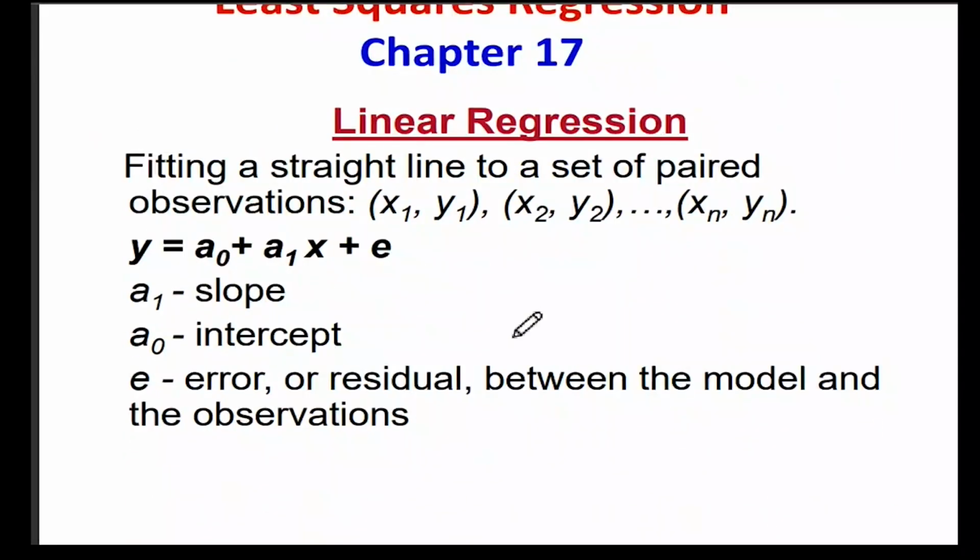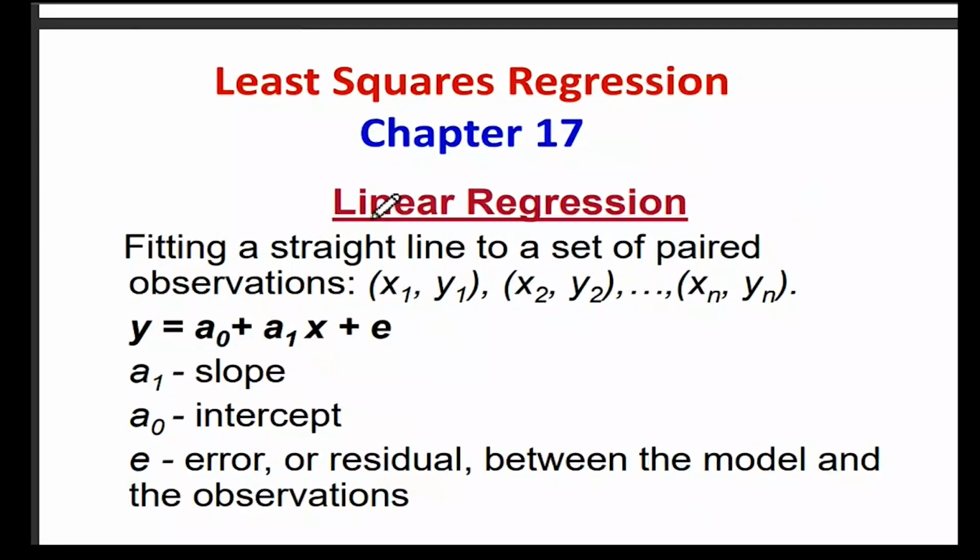Okay, let us start off with linear regression. In linear regression, what we're trying to do is fit a straight line to a set of paired observations. Let's say we have multiple data points: x1, y1, the second point at x2, y2, and the last point at xn, yn. We can fit a straight line, represented by y equals a0 plus a1x plus e.